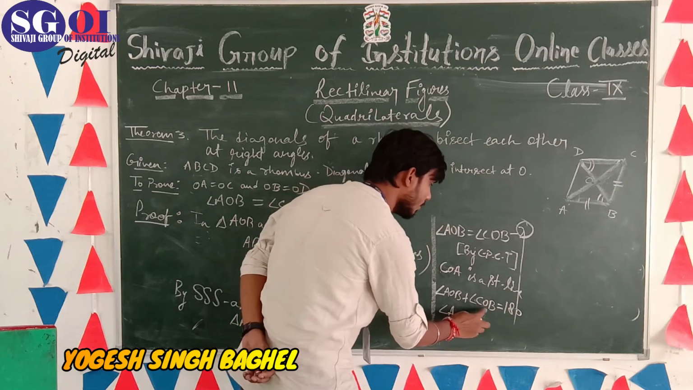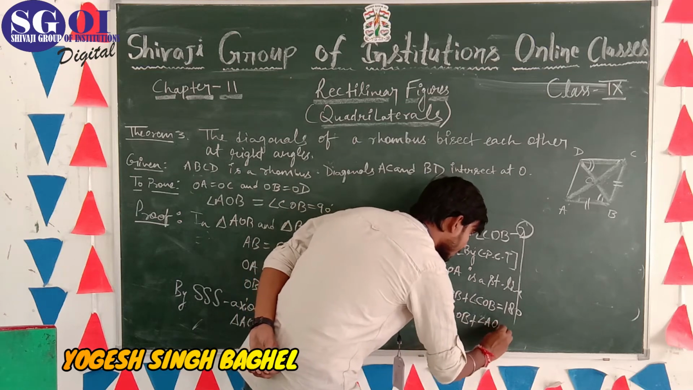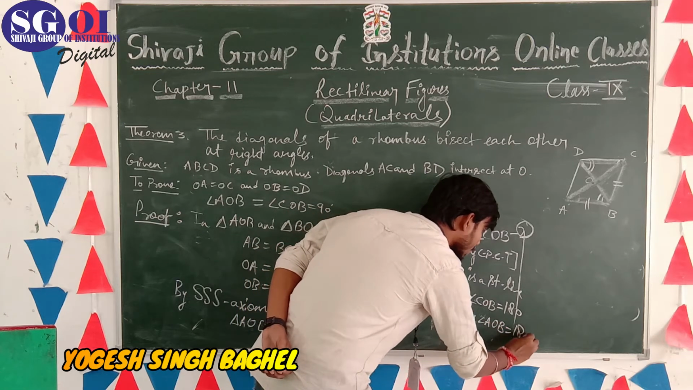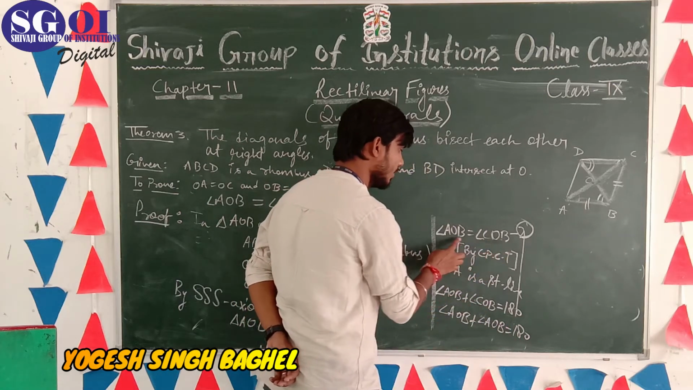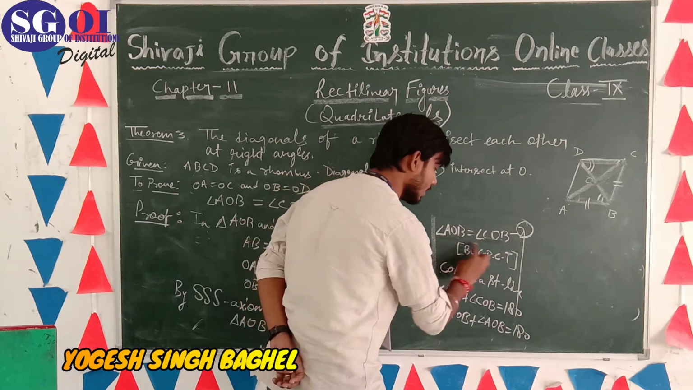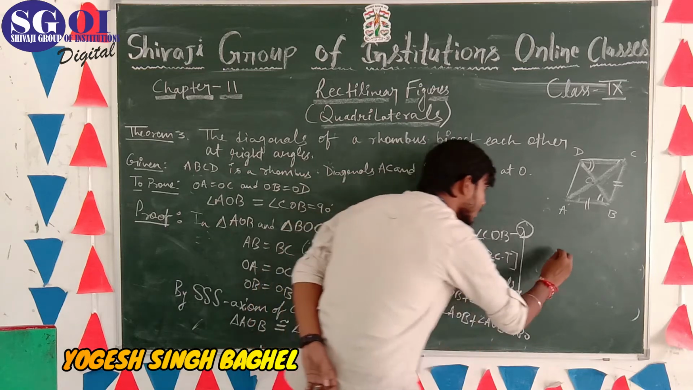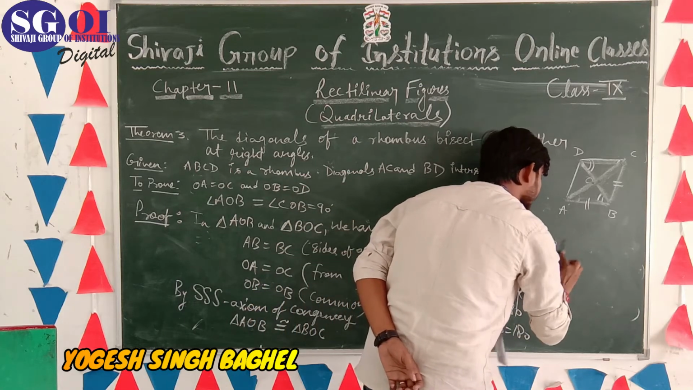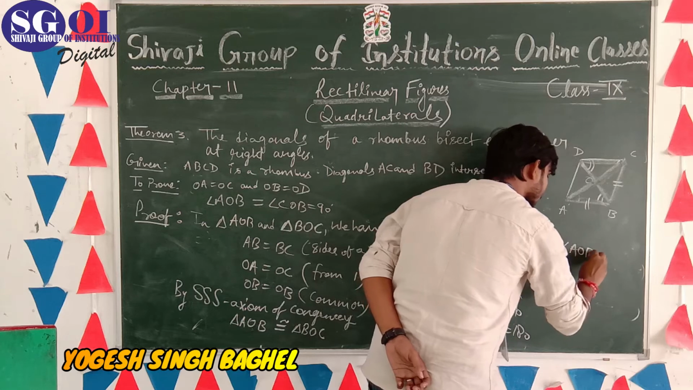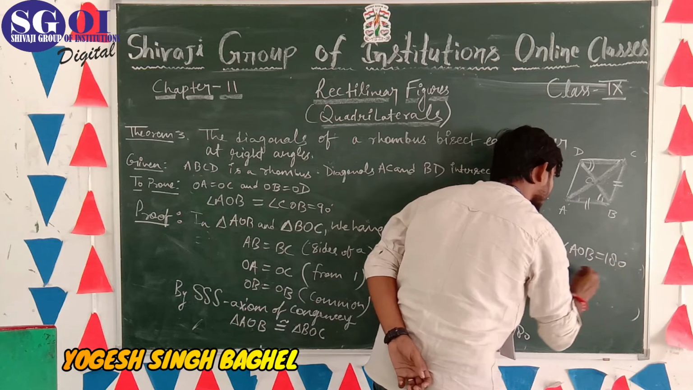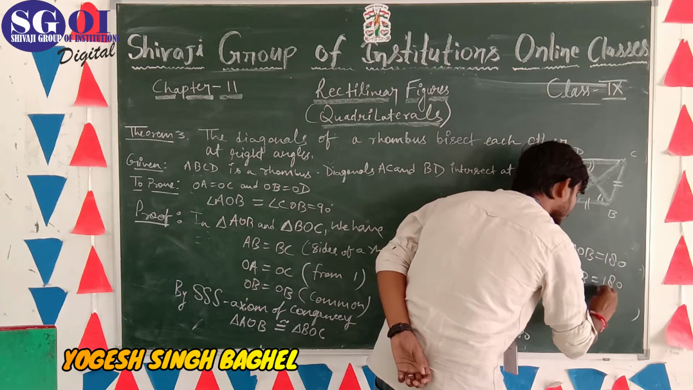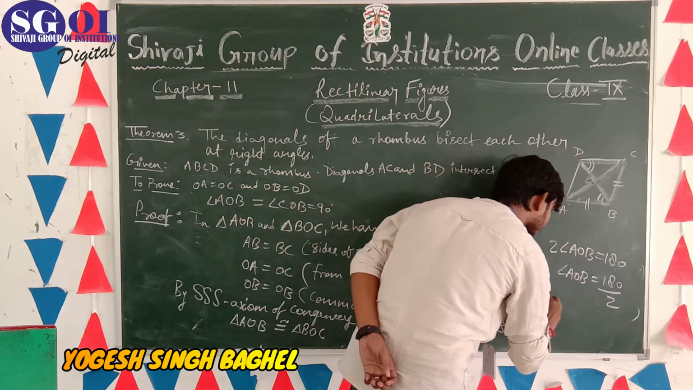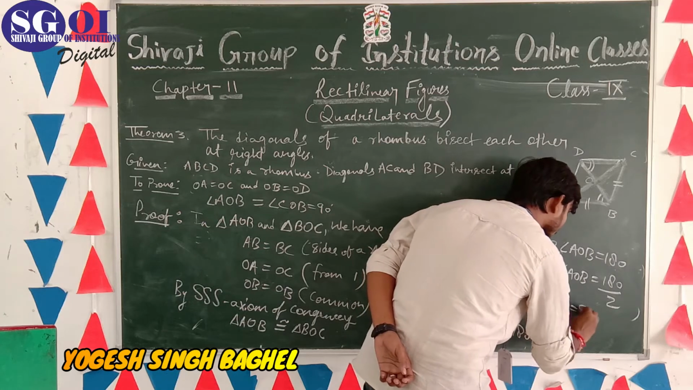In place of COB we can write angle AOB from equation 2. From equation 2, in place of COB we can write AOB because both are equal. So twice of angle AOB is equal to 180. So angle AOB is equal to 180 divided by 2. So angle AOB is equal to 90 degree.